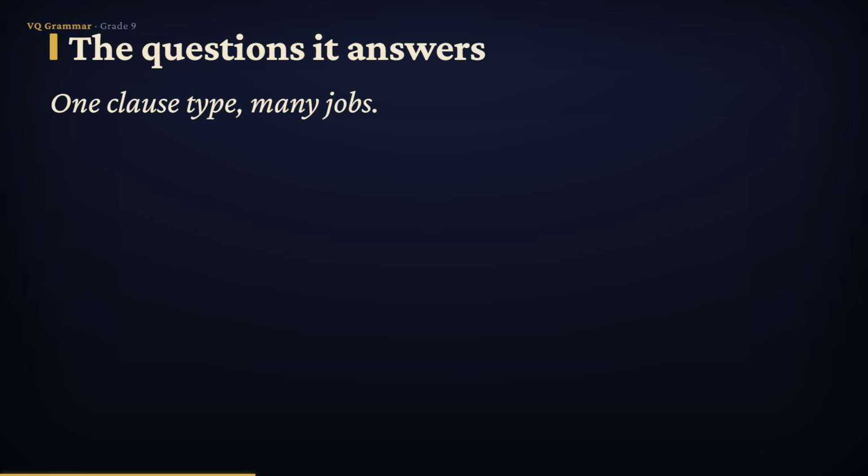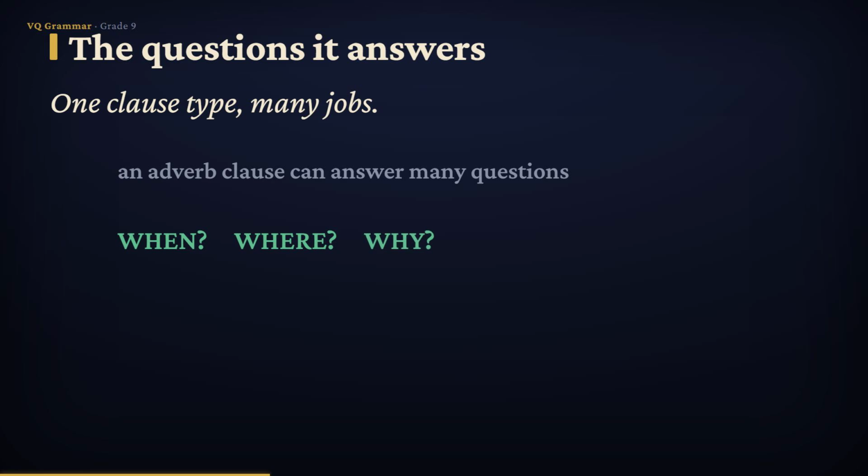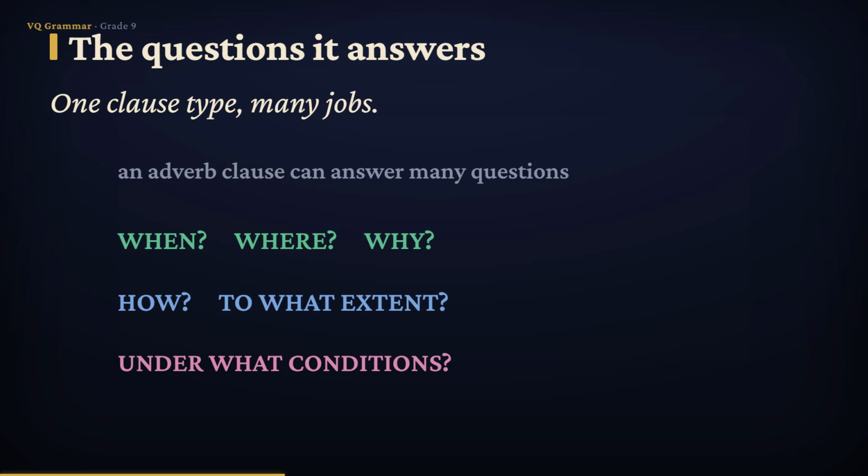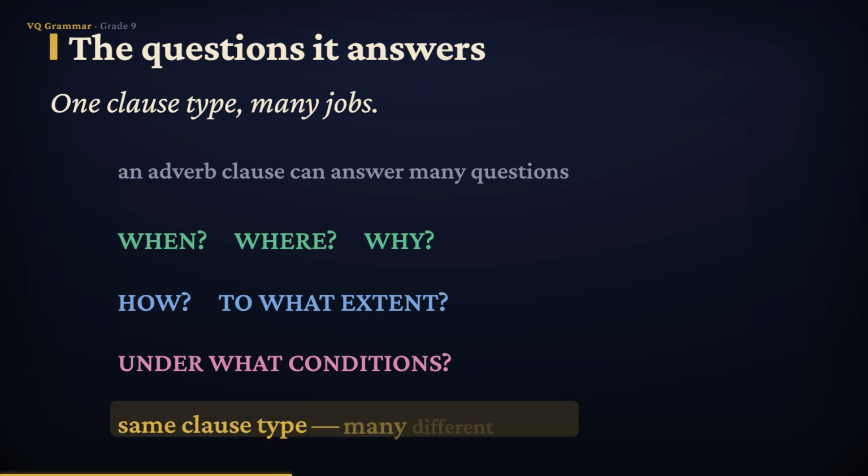Adverb clauses are wonderfully flexible. A single adverb clause can answer any one of several questions. It might tell us when something happens, or where, or why. It might tell us how, or to what extent. It can even tell us under what conditions something is true, the way the word if sets up a situation. Whatever the question, if a whole clause is answering it about a verb, an adjective, or an adverb, then you're looking at an adverb clause.